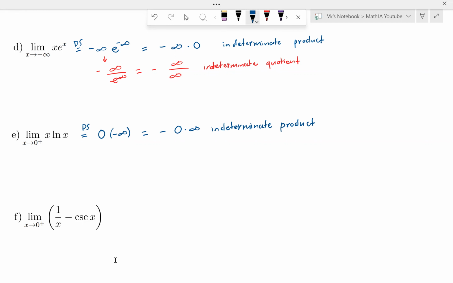F, limit as x goes to 0 from the right side of 1 over x minus cosecant x. Do a direct substitution: we have 1 over 0 on the right side. Cosecant is 1 over sine of 0 on the right side. When we take 1 and divide by a number approaching 0, the quotient gets bigger and bigger and bigger. So we have infinity minus infinity, an indeterminate difference.